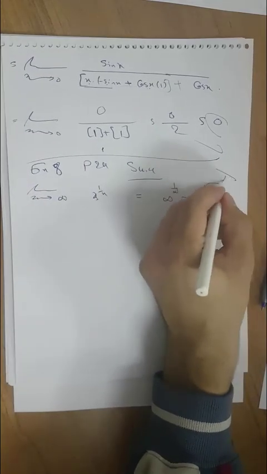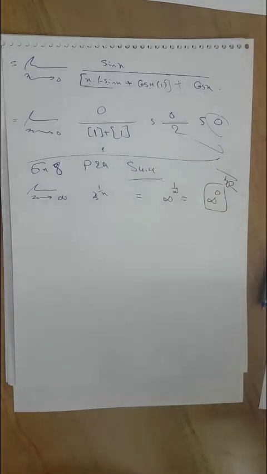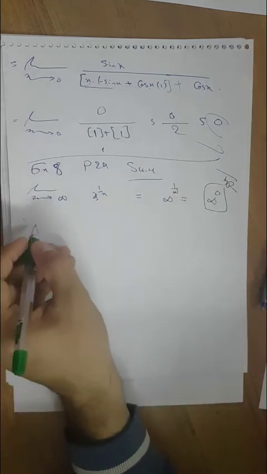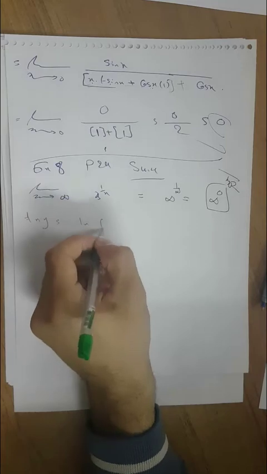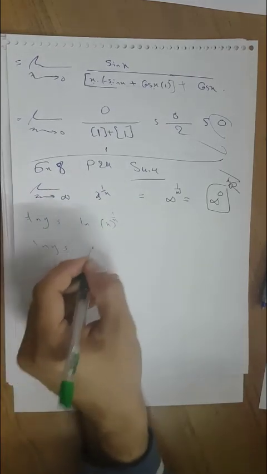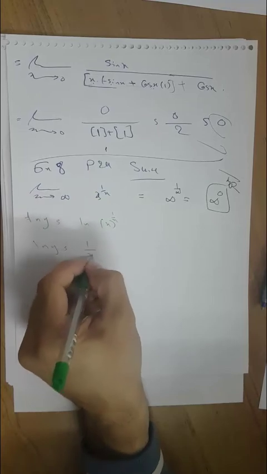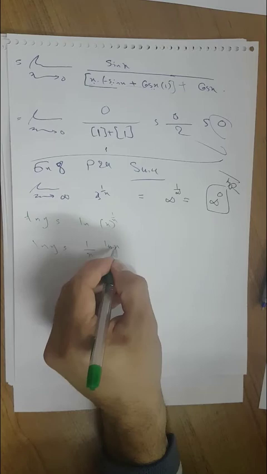So I have a type C, right? So how do we solve type C? By using ln. How? We say that ln of y is equal to ln of x to the power 1 over x. All right, and this one will go down, is equal to 1 over x times ln of x. You know how. And ln of x.